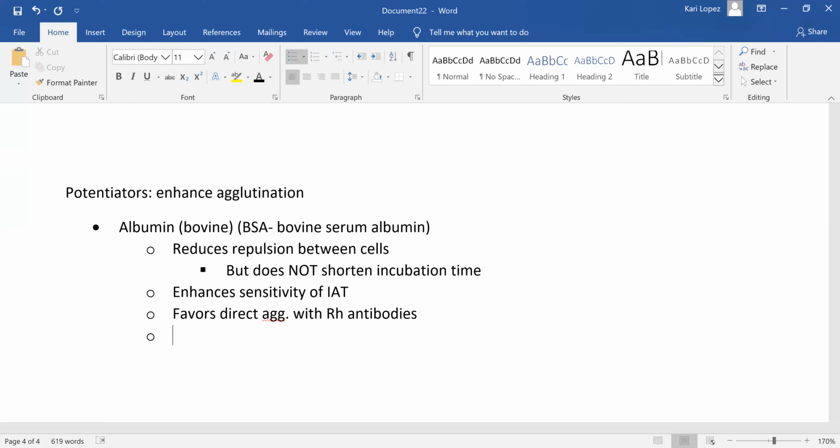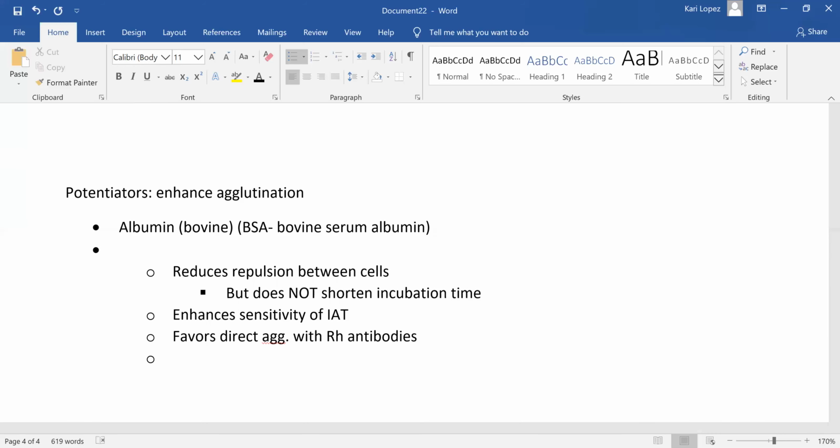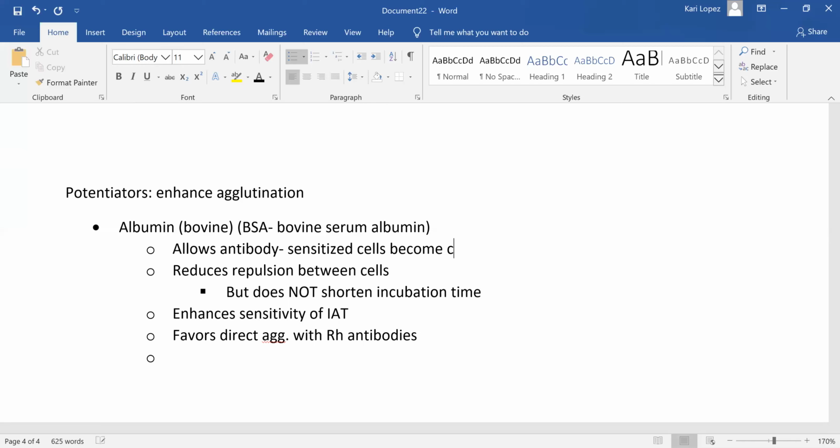Now it allows antibody sensitized cells to become closer together than they could with saline. So I think that's an easier one to remember than even "reduces repulsion between cells." So it allows antibody sensitized cells to be closer than with just saline. Now, an important note for it: it only increases antibody uptake if under low ionic conditions.